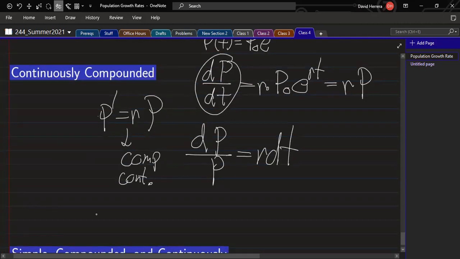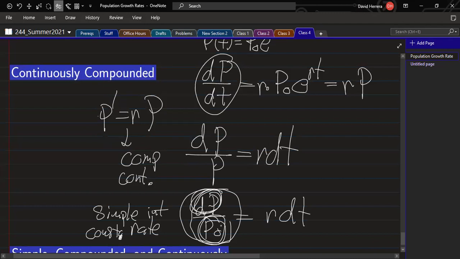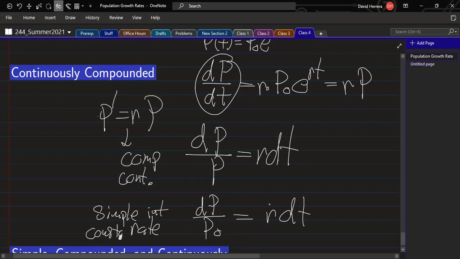When you had simple interest, simple rate, so constant rate, or simple interest, you had dp over p naught is r dt. So the difference here is that the rate of change, how much is changed, only comes from the initial population, p naught, which is a constant. That's why a differential equation isn't very useful for this situation, because the solution is a line and p naught just comes from the initial condition. Here, this is why a differential equation is very useful for this situation, because the change in p actually comes from p itself.